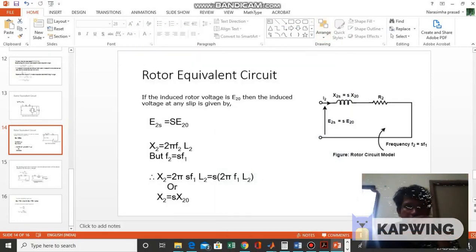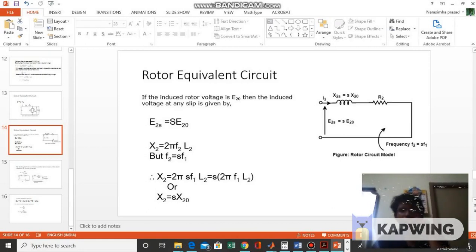So welcome back to the construction of the torque equation of an induction motor. So here this is the rotor resistance and rotor equivalent reactance. Reactance means 2 pi f L, so X2 is 2 pi F2 L2, where F2 is the rotor frequency. Rotor frequency is slip times the stator frequency.